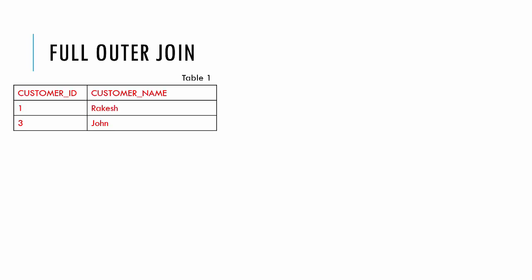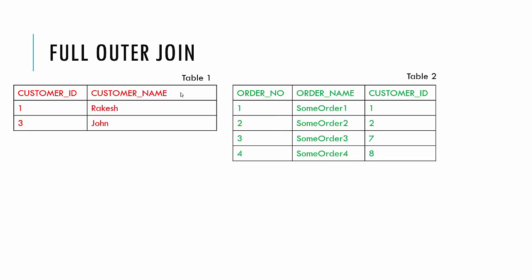Let us look at an example. So table 1, just 2 columns. Column 1, customer ID and customer name. Table 2, I'm sorry, 3 columns but 4 rows over here. You have an order number, order name and customer ID. So which is the common column across both the tables? It is customer ID, right?